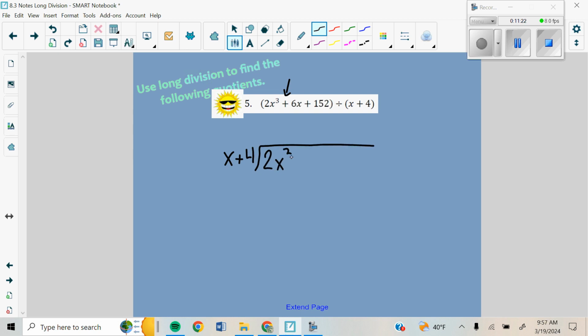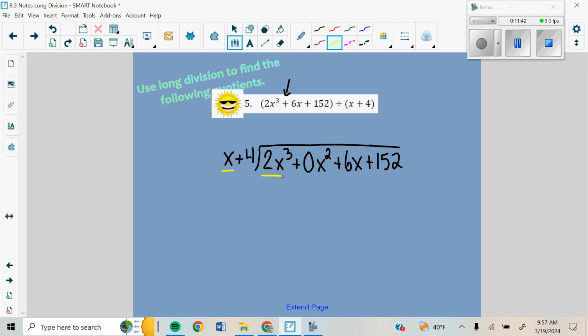2x cubed. We're just going to put in a plus 0x squared, that placeholder. It's not changing the value of the problem, but it's allowing us to complete the problem. Plus 6x plus 152. All right, so now we have it set up. And I'm going to get you guys started.